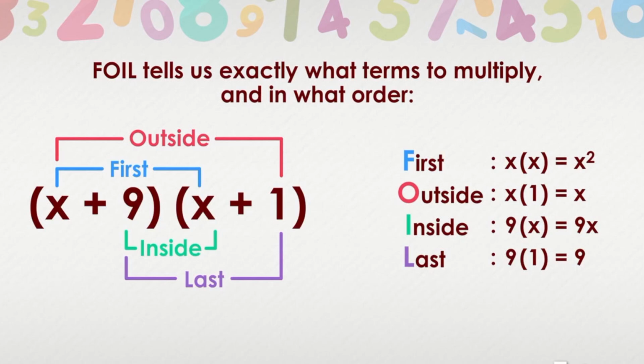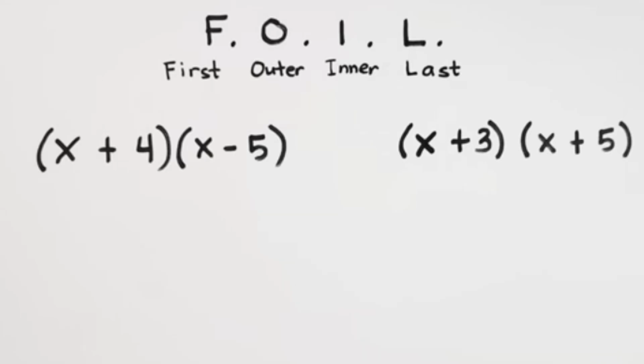Now, I'm going to discuss the FOIL method. FOIL stands for F for first, multiplying the first term in each binomial. O for outer, multiplying the outer terms. I for inner, multiplying the inner terms. L for last, multiplying the last terms. About how to find the product of binomials using the FOIL method.